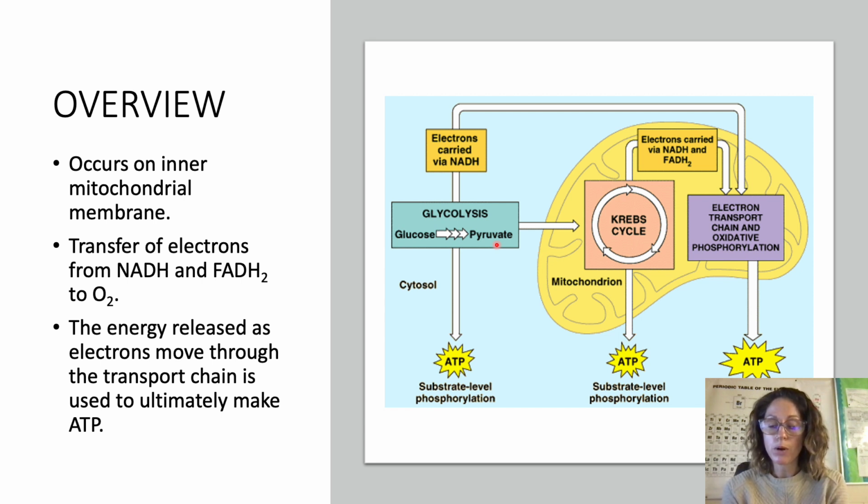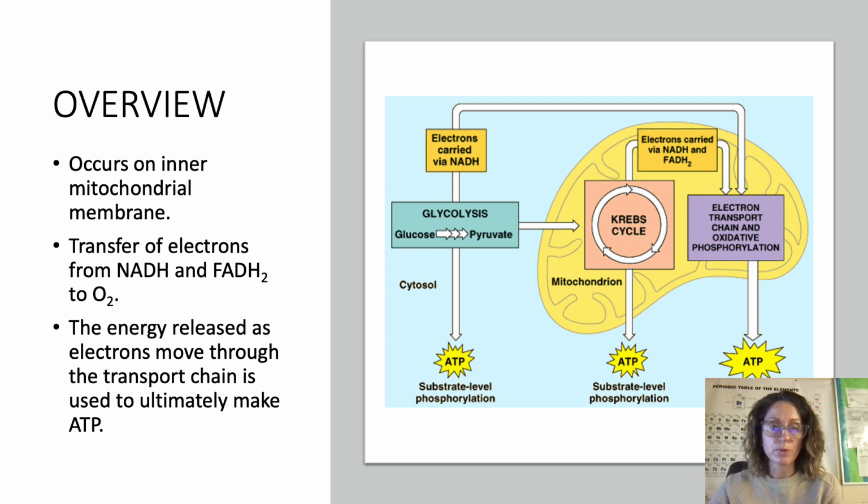And then the acetyl-CoA goes through the Krebs cycle, or the citric acid cycle. And this is producing ATP, NADH, and FADH2. From all of those cases, the electron carriers, NADH and FADH2, end up going to the electron transport chain. And this is where we're getting the bulk of ATP produced.